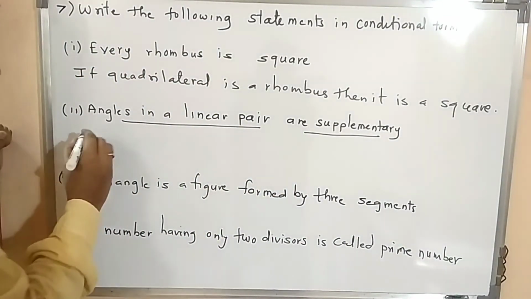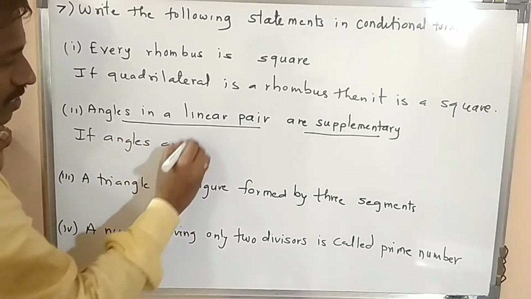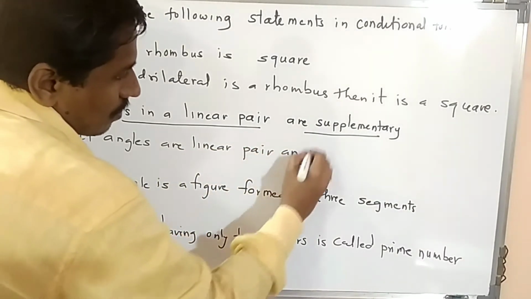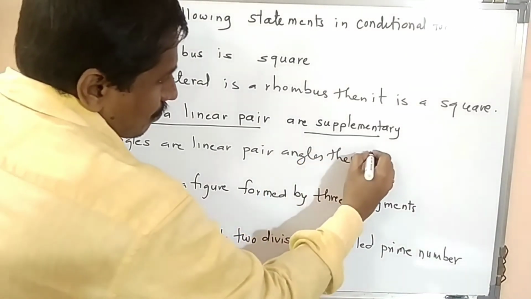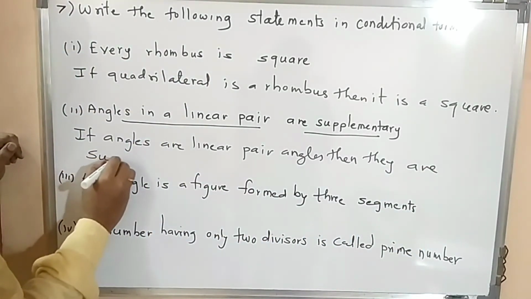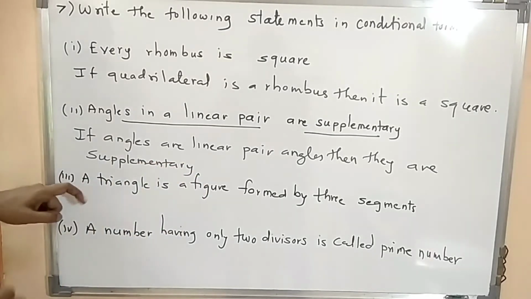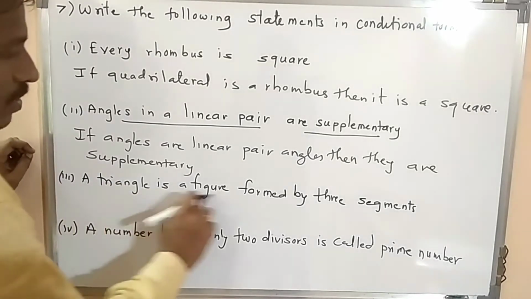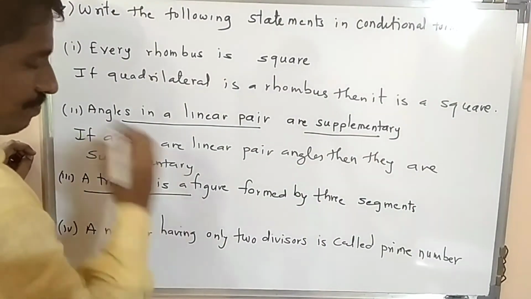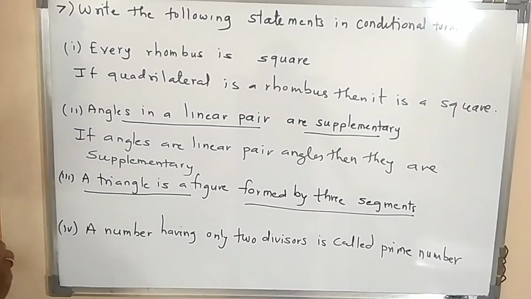So how will I write this? If angles are linear pair angles, then they are supplementary. Third one, a triangle is a figure formed by 3 segments. A triangle is the first part, and formed by 3 segments is the second part.